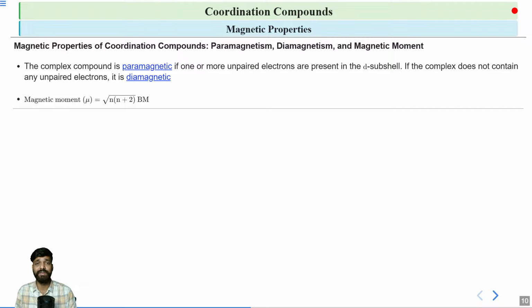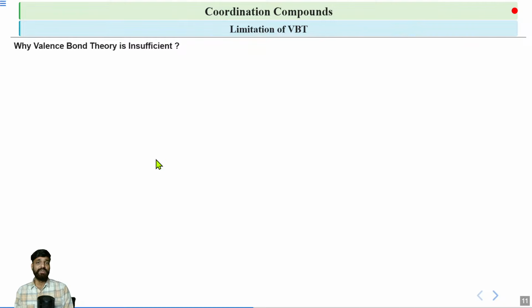So paramagnetic has unpaired electrons and diamagnetic has no unpaired electrons. Got it? It's very simple. One more important point: magnetic moment has a unit of Bohr magneton. So this BM represents the Bohr magneton. After that, we will talk about the limitations of valence bond theory.